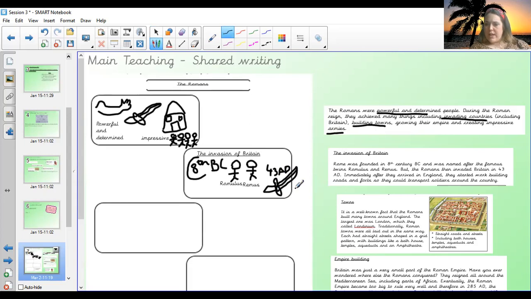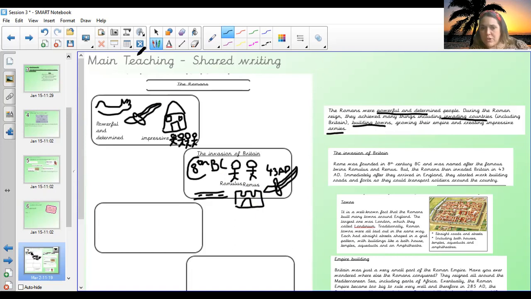Immediately after they arrived in England, they started working building roads and forts. I'm running out of space. I'm going to draw my road. Not going to look like a Roman road. It's just going to jog my memory. Roads and forts. Forts are like castles. So let's draw myself a castle. I'm running out of space in my box, look. So they could transport soldiers around the city.